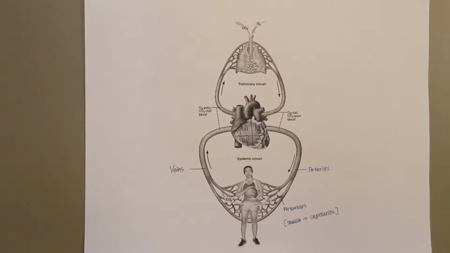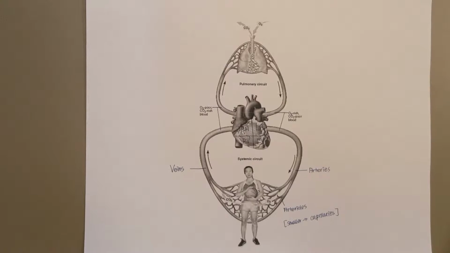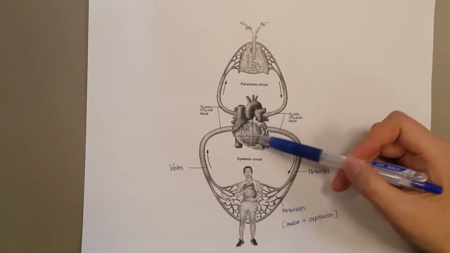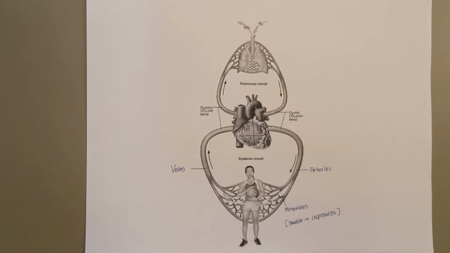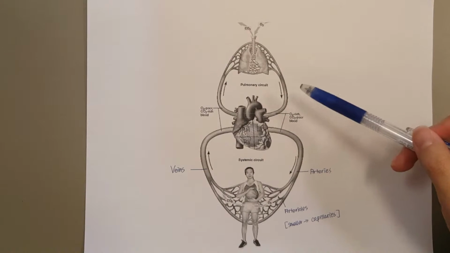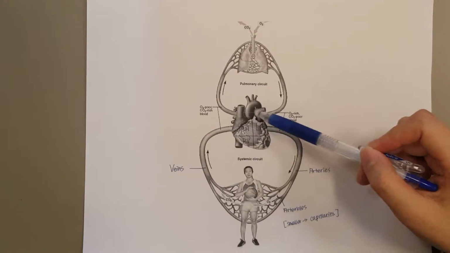Hi everyone, today we are going to talk about the organization of the cardiovascular system. First, let's see the structure of the heart and the circulatory system. Basically, the heart is divided into four chambers and is often considered to be two pumps in one.